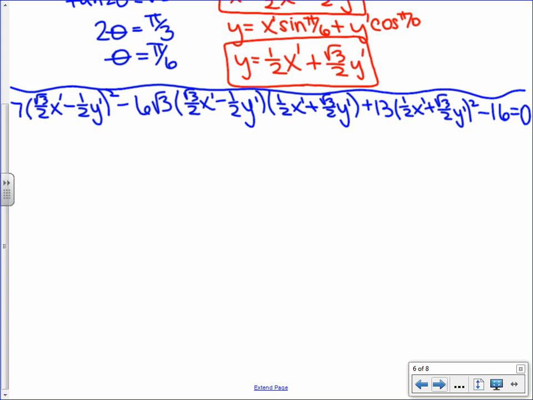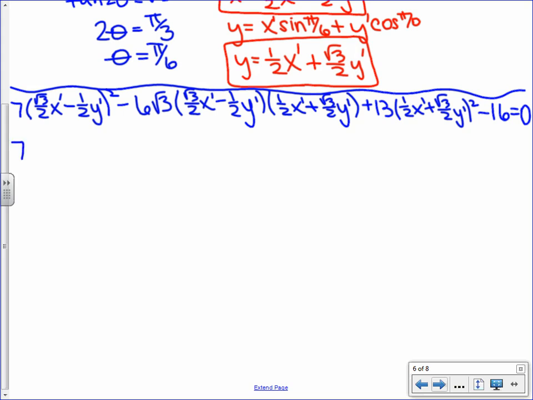We have a lot of binomials to multiply together. It's going to be okay, because then we're going to have like terms we can combine. And by the end, this will be beautiful. Right now, it doesn't look that way, but by the end, it will be. Okay, so let's start here.